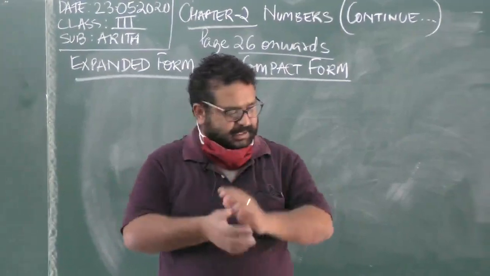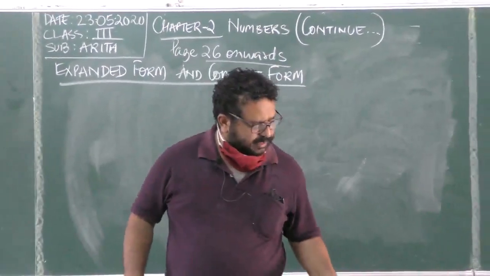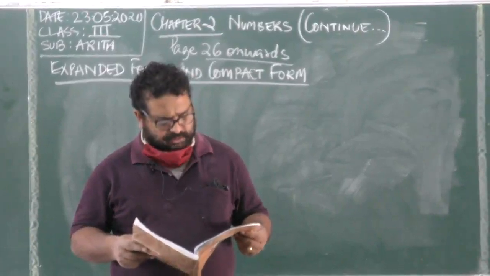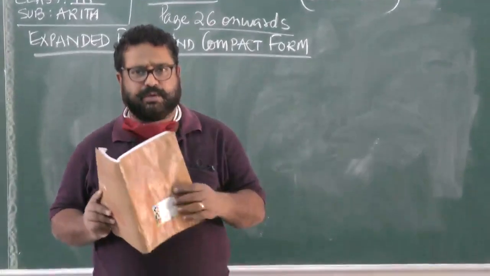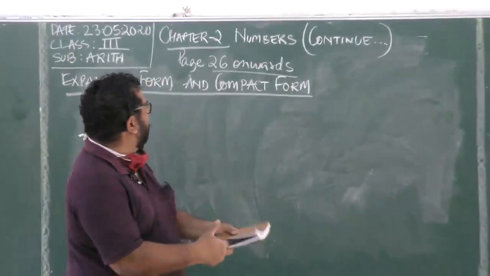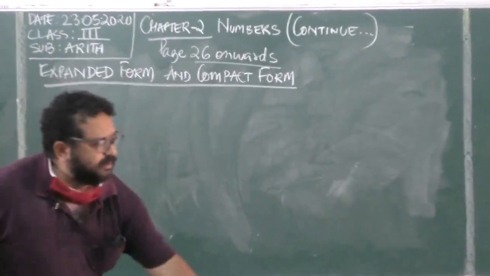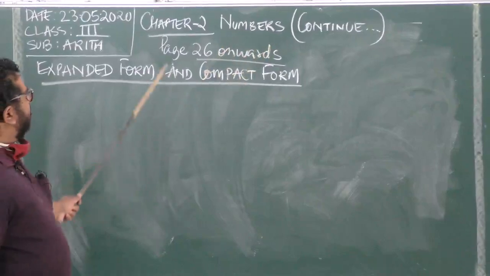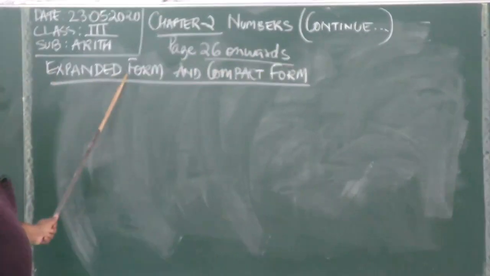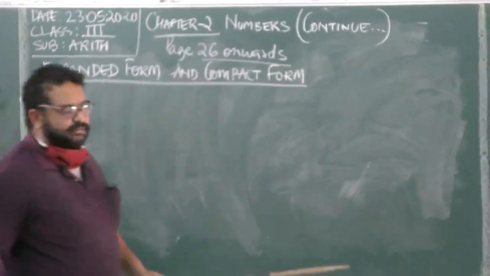So, continuing with our studies, this is class 3 arithmetic, in continuation from the same book that we are studying, Precise Mathematics part 3. We are on page 26. Today we will study the numbers, continuation of it. Page number 26 onwards, and today we will study expanded form and compact form.